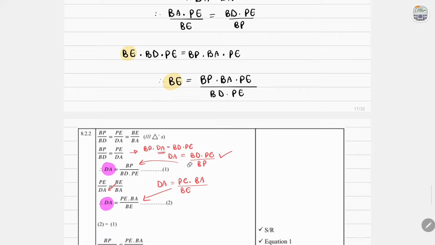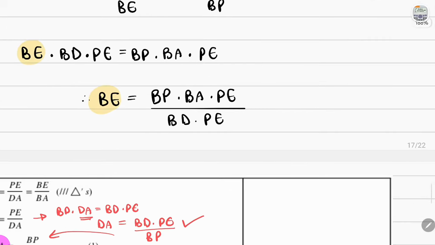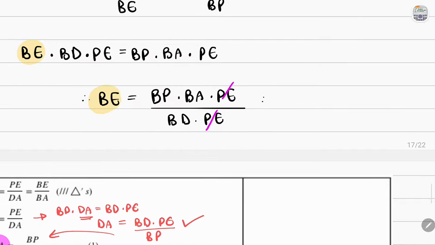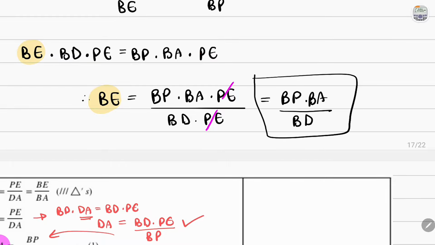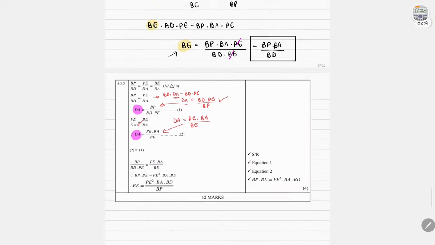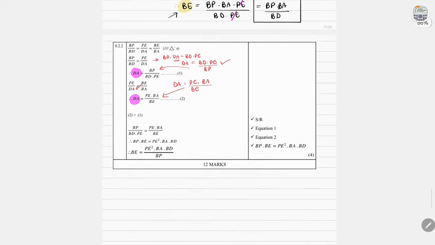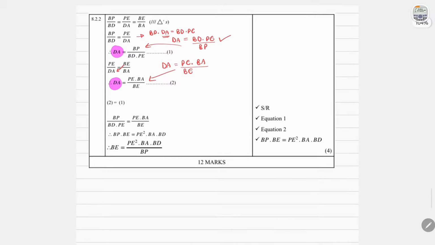Had those two equations worked out, then yes, we would have gotten that. So the only thing that it would actually simplify to would be, PE and PE would cancel because they're exactly the same. So at the end of the day, BE would simply be equal to BP times BA over BD. And that would be the equation for BE. Okay, so that was the last question. And this is worth 12 marks, question 8. And that is it for question 8.